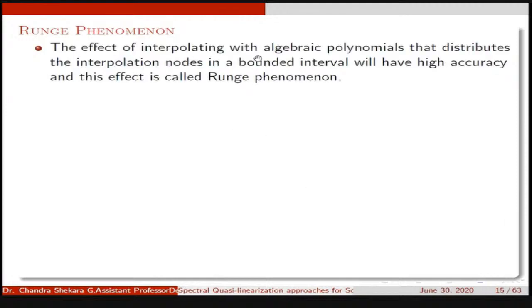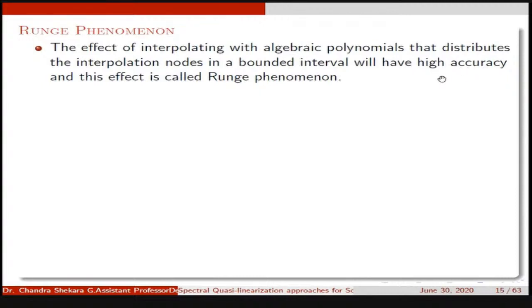This means the effect of interpolating with algebraic polynomials, which distribute the interpolation nodes in the bounded interval, will have high accuracy issues, and this effect is called the Runge phenomenon. If we interpolate with algebraic polynomials, then the number of nodes placed near the walls is more in the bounded intervals. The nodes which are clustered near the walls of the bounded interval will increase the accuracy of the solution.